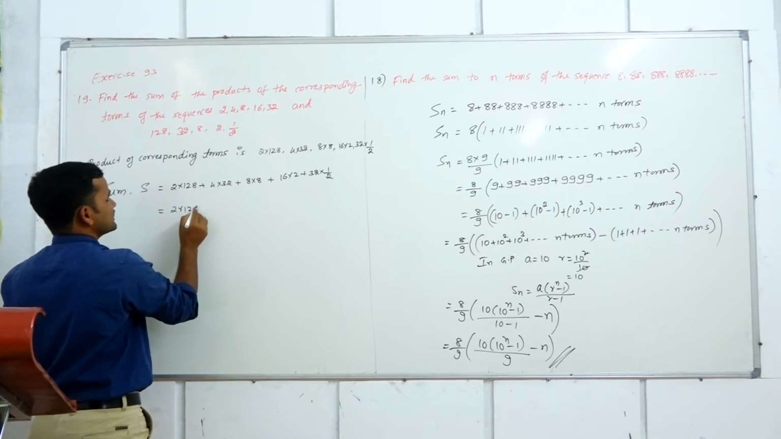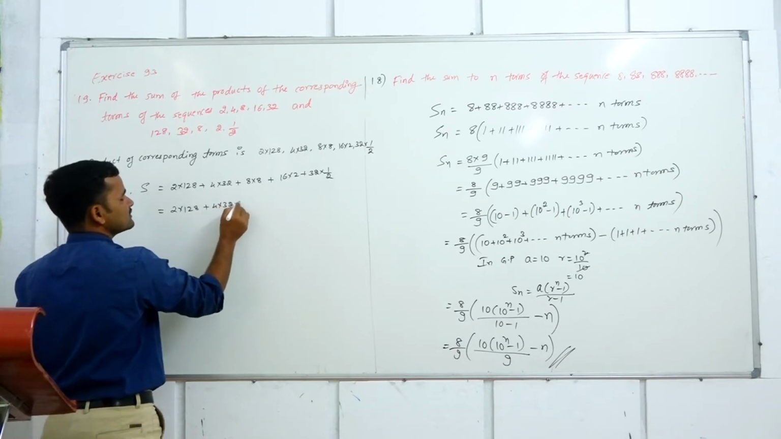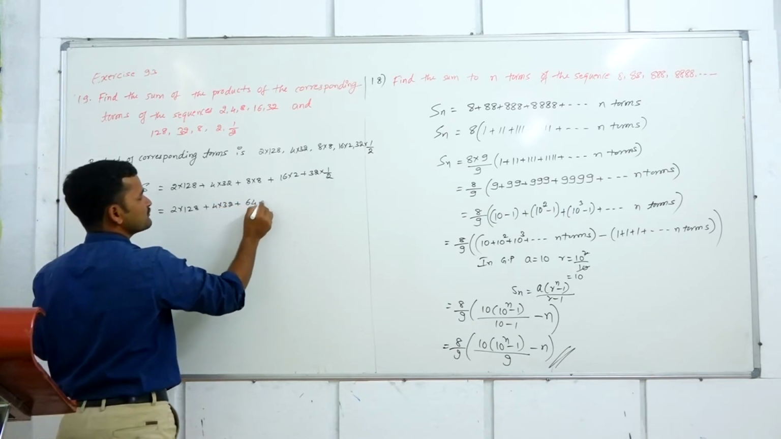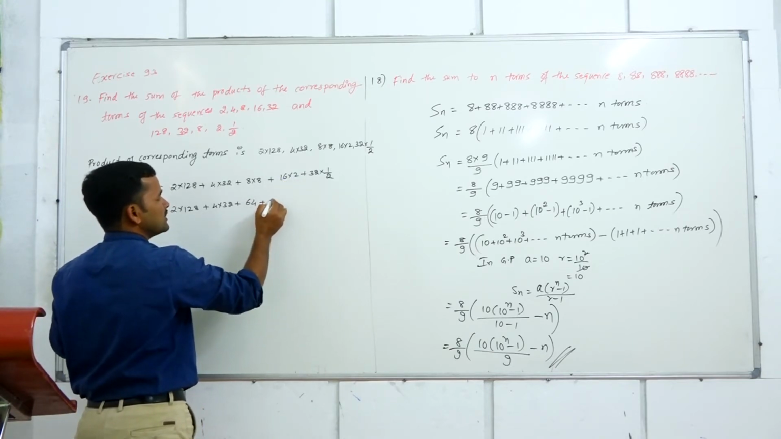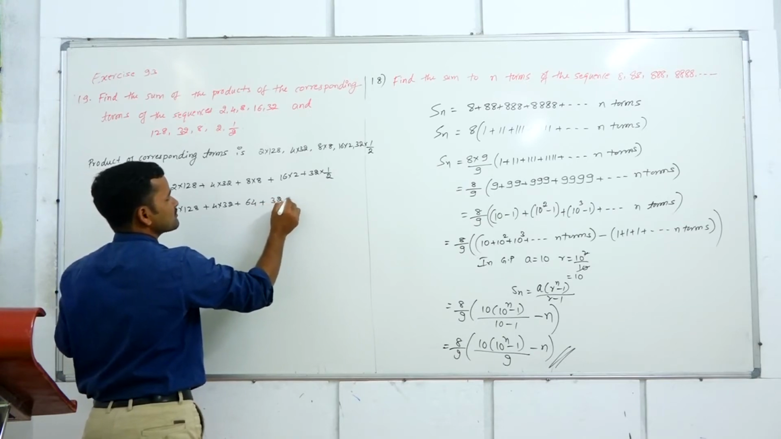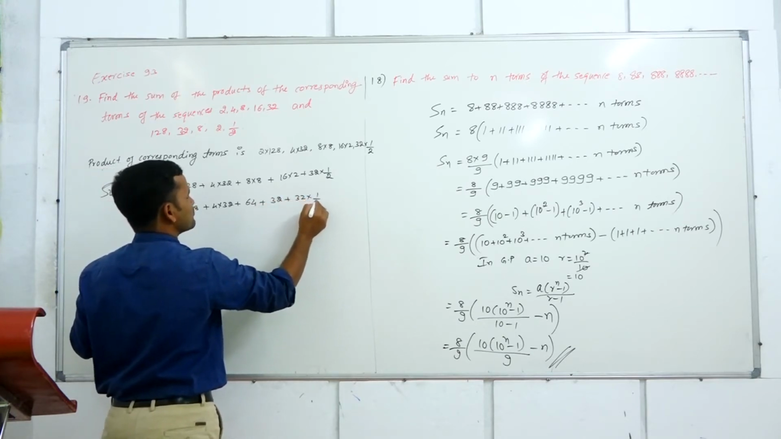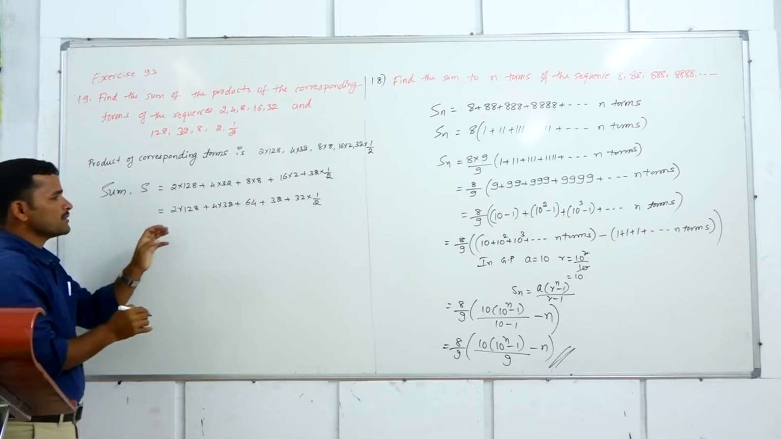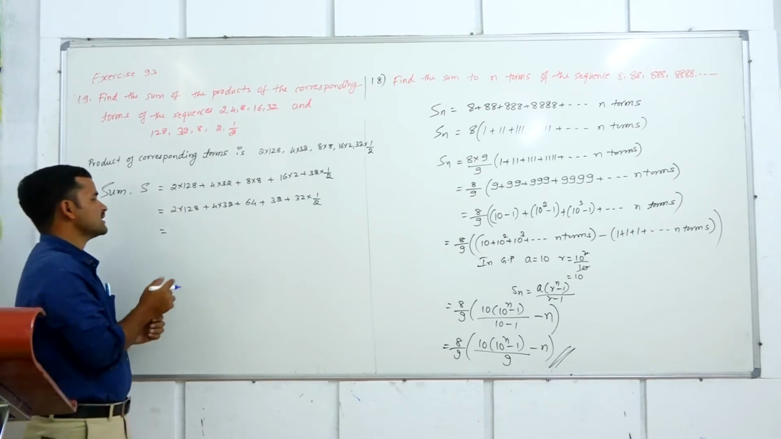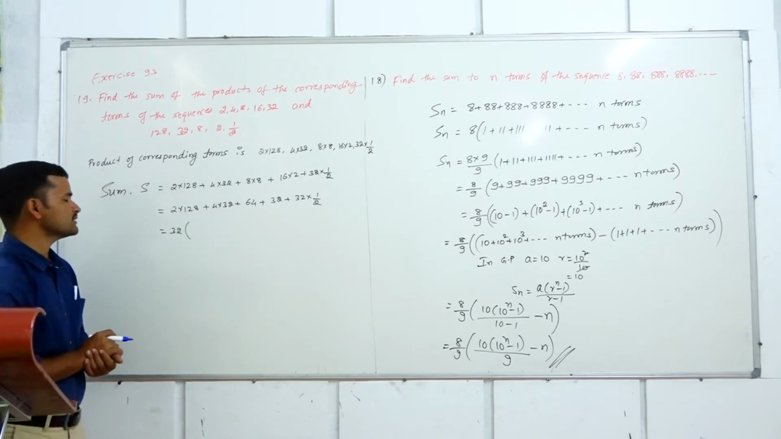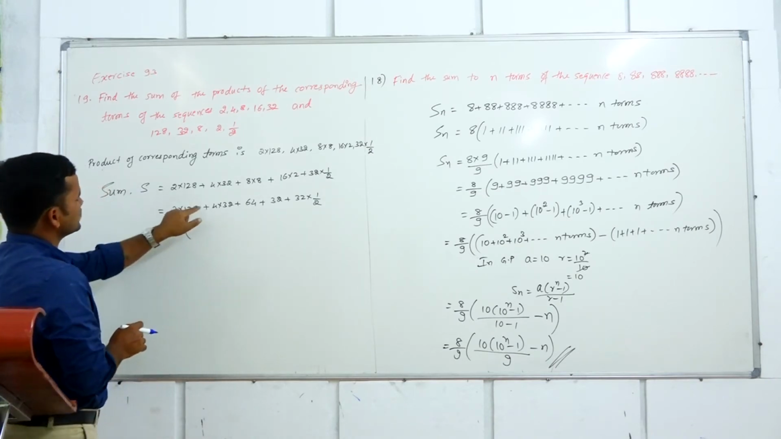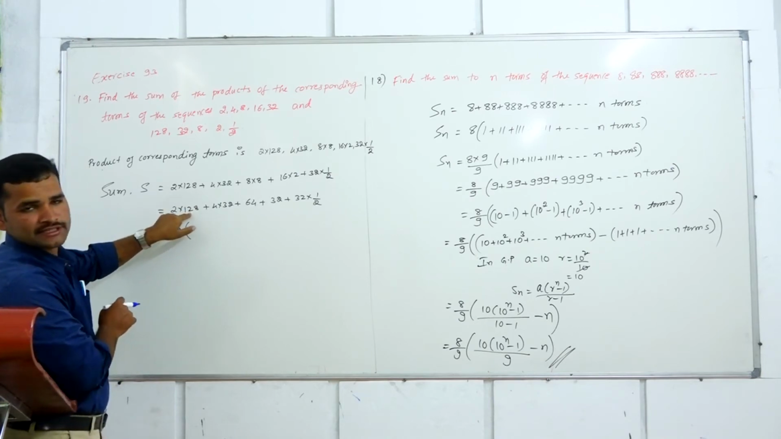2 into, I will take the common, hence I will write one more step here. 2 into 128 plus 4 into 32, 8 into 8, I will write 64. Next here 16 into 2, I will write 32 plus 32 into 1 by 2. Now from all these 5 terms, what is common? I will take 32 common here.